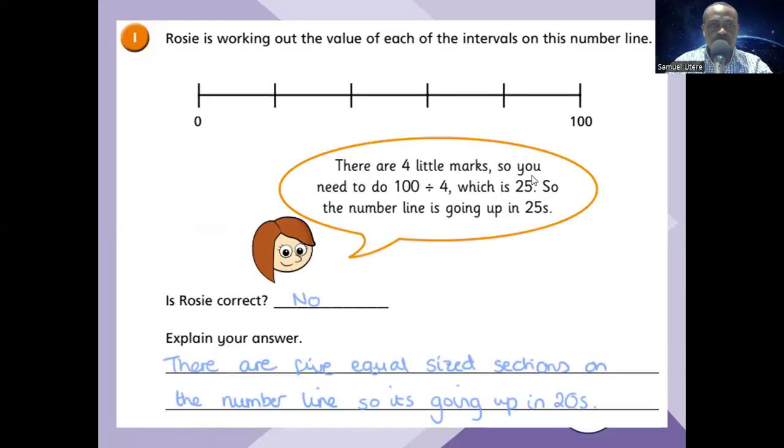For question 1, here is the answer. Rosie is working out the value of each of the intervals on this number line. Here is what Rosie says. There are 4 little marks, so you need to do 100 divided by 4, which is 25. So the number line is going up in 25. Is that correct? Of course, no. By now, we should remember how we work out the value of each interval. We work out the difference, which is 100. And then we can see that we have 1, 2, 3, 4, 5 intervals. So we're going to be dividing 100 by 5, not by 4.